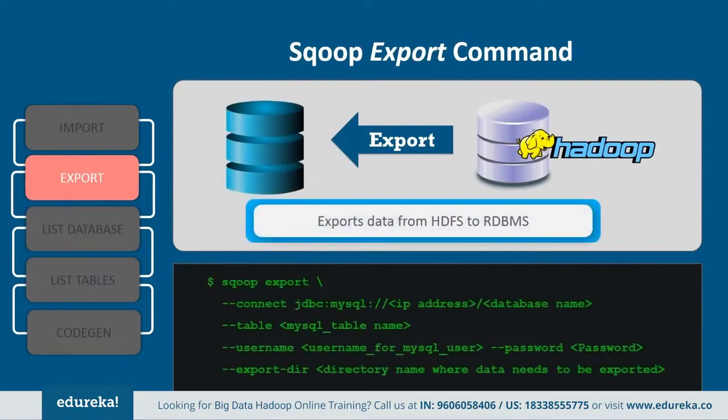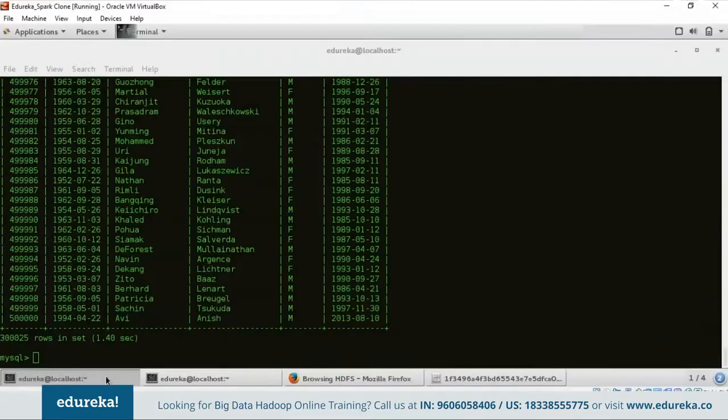You have to specify the connection, your table name, username, and instead of the target directory, you have to specify the export directory path. So let's see how it works. One important thing to note: the target table must exist in the target database.